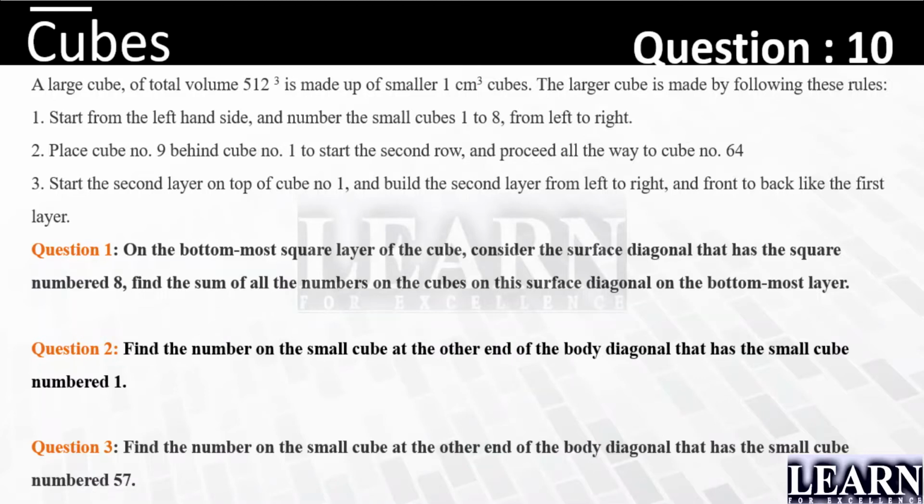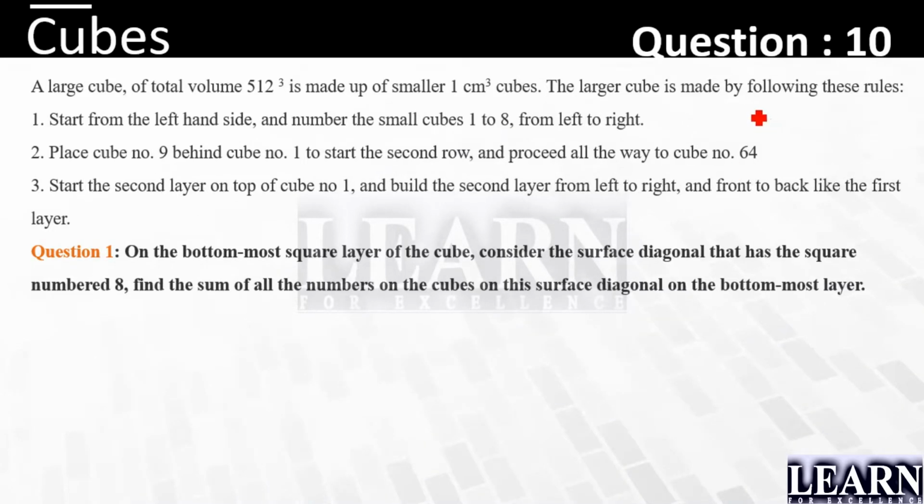Let's have a look at the question. A large cube of total volume 512 cm³ is made up of 1 centimeter cubes. That is nothing but it is going to have a total of 512 cubes, and 1 centimeter cube is nothing but it is talking about 8 by 8 by 8.